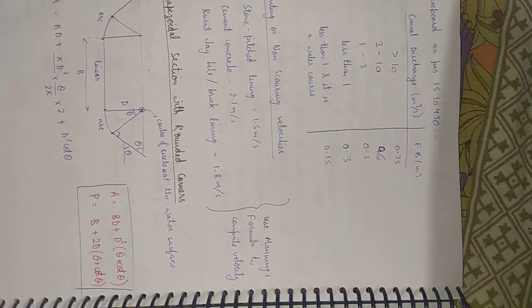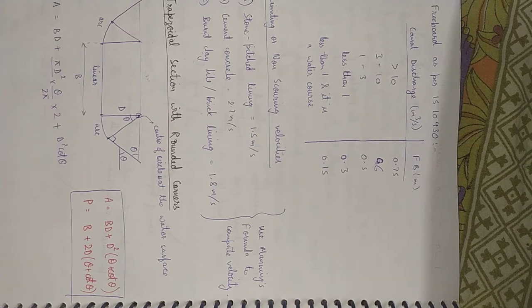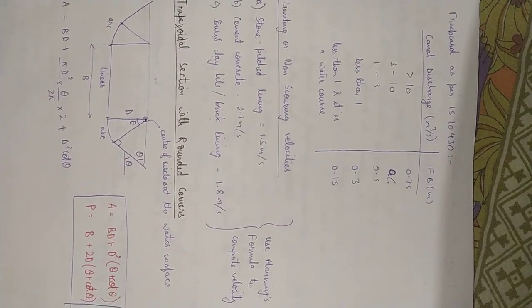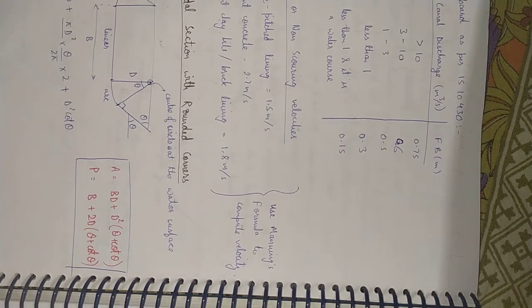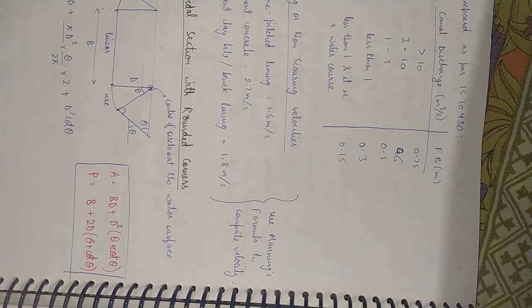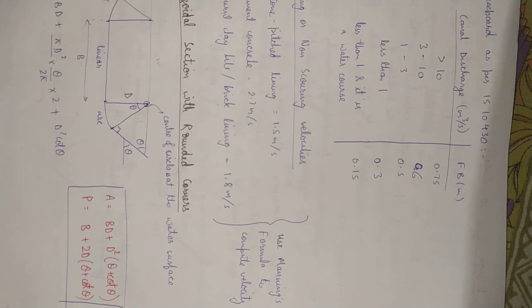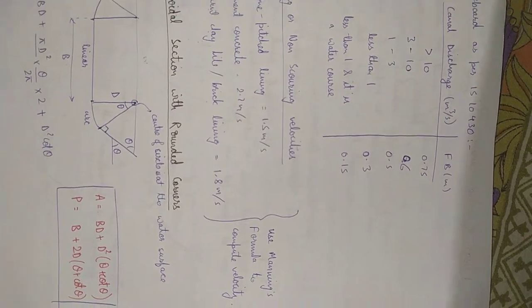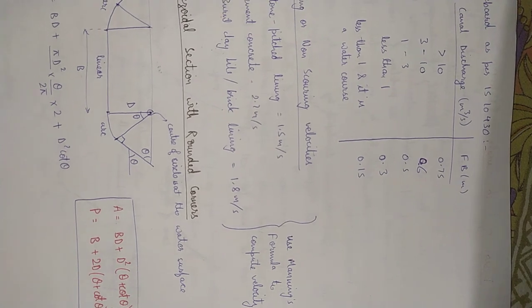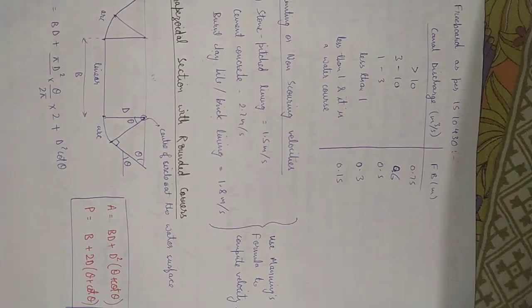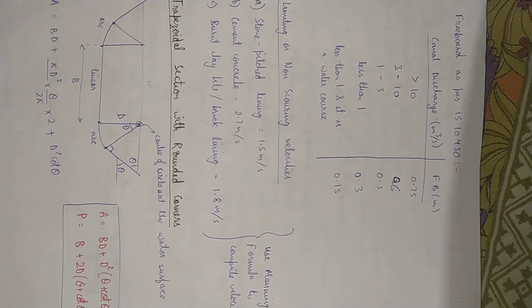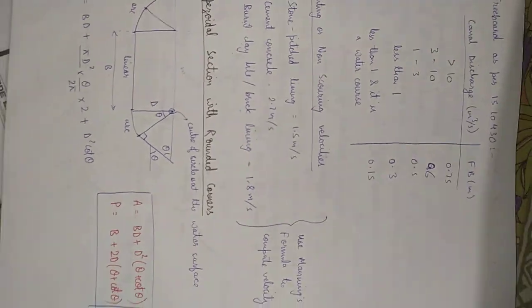ranges. That is, if the canal discharge is greater than 10 meter cube per second, then freeboard should be 0.75 meter. If it's between 3 to 10, then it's 0.6 meter. If it's 1 to 3, then 0.5 meter. If it's less than 1 meter cube per second, then the freeboard should be 0.3 meter. And if it's less than 1 meter cube per second and it is a water course, then freeboard should be half of 0.3, that is 0.15 meter.